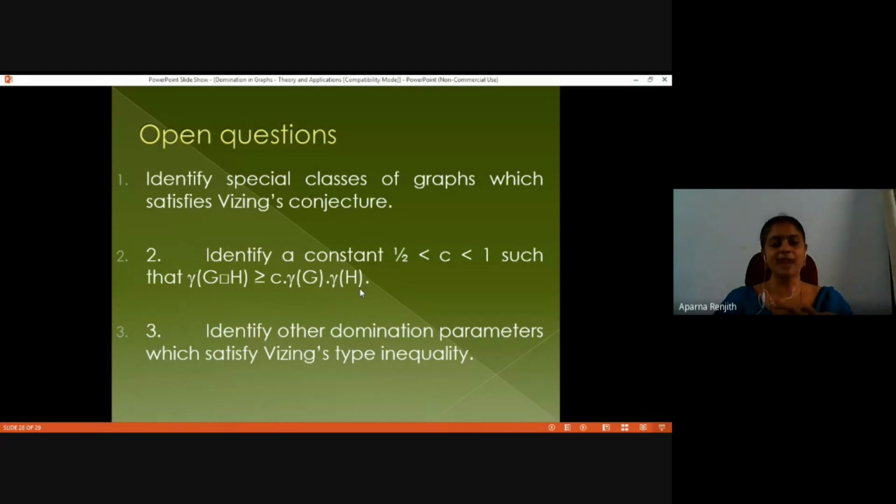And identify any domination parameter which satisfies Vizing's type inequality. We have seen that for most of the parameters, it has been disproved. Vizing's type inequality does not hold. That is what we have obtained, except for the upper domination number. So try to find domination parameters for which Vizing's type inequality holds good. This may throw some light in proving the conjecture itself. That is why such problems are interesting.